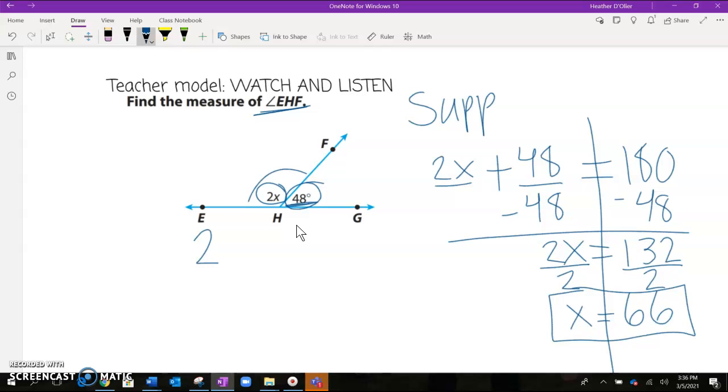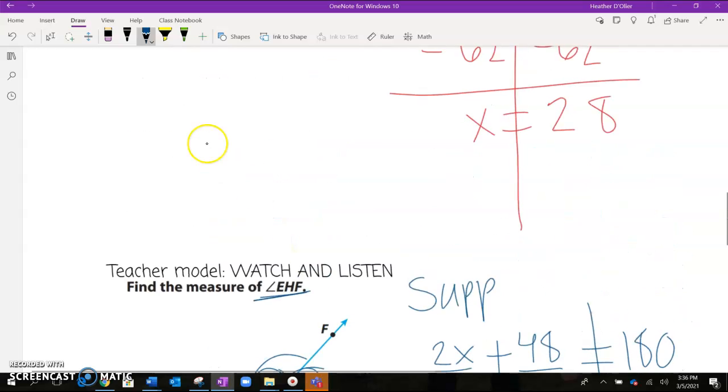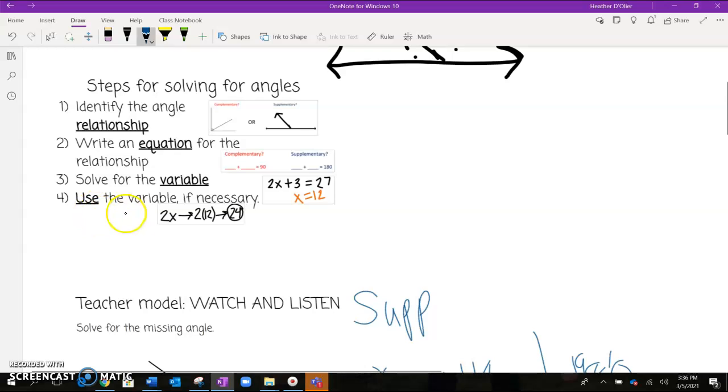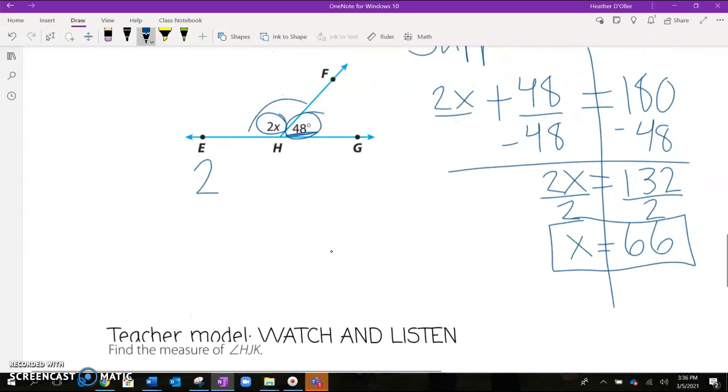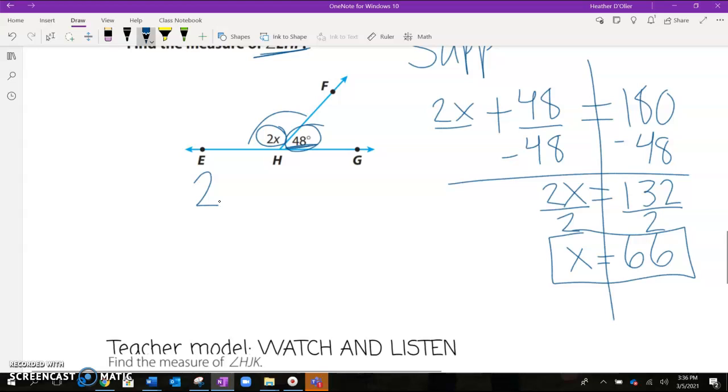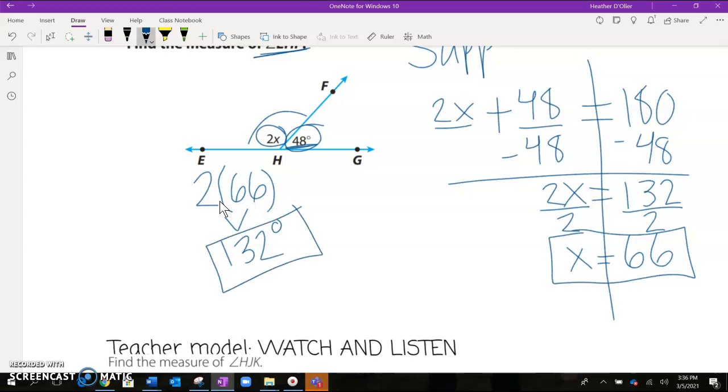So I'm using my variable, just like the step said. Right here, use the variable if necessary. It is necessary here. Or I could have solved it another way, but that's okay. Lots of ways to do this. So I'm going to do 2 times, because that's what 2x means, 2 times x, but x is 66. So 2 times 66. Oh, well, I know that. It's the answer over there. It's 132. So 132 degrees. That's the angle relationship, but x equals 66.